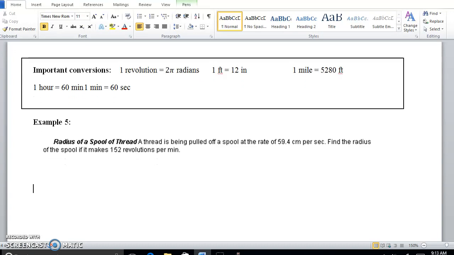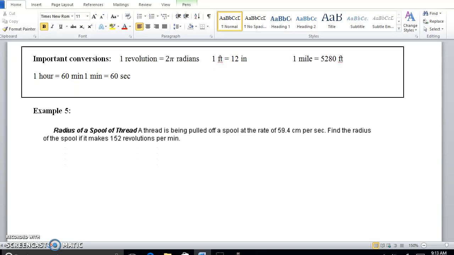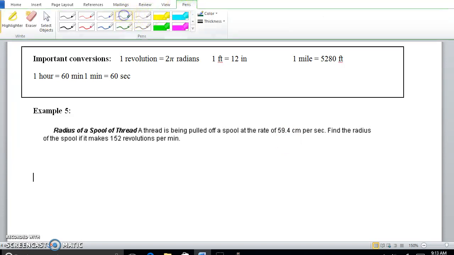All right, so on this first one, it looks like we got the radius of a spool of thread. The thread is being pulled off at a rate of 59.4 centimeters per second. Find the radius of the spool if it makes 152 revolutions per minute. So if you haven't worked this out yet, I suggest you pause the video and try to play around with it, okay? But I'm going to go ahead and just work through the problem.